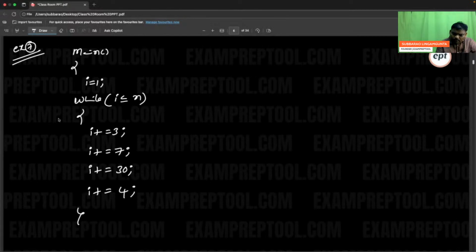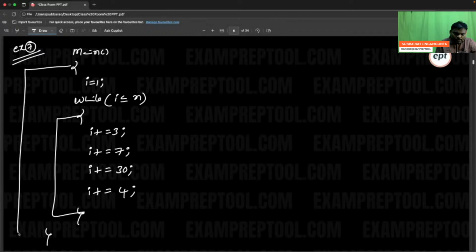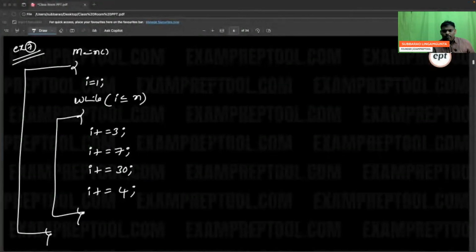What is the time complexity of this program? At the end of the day, time complexity means the loop only. I hope everyone is getting it. Can you try this? What is the time complexity of this program? I will be here only. Please try.